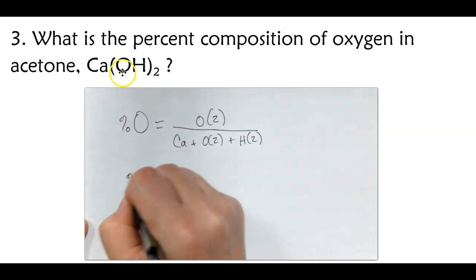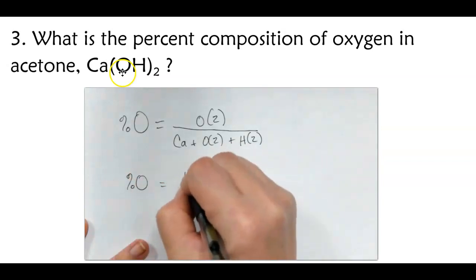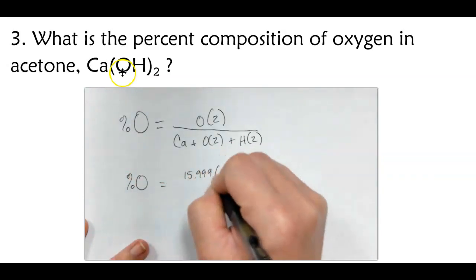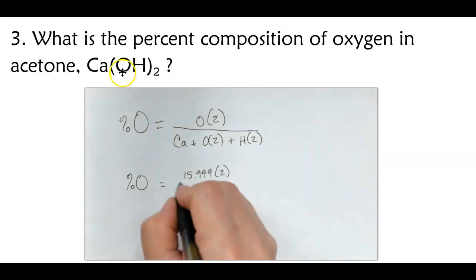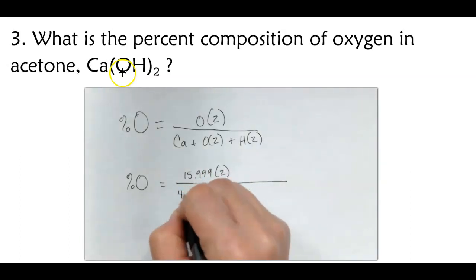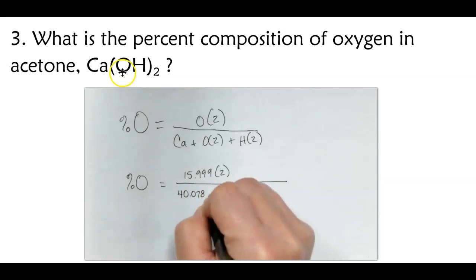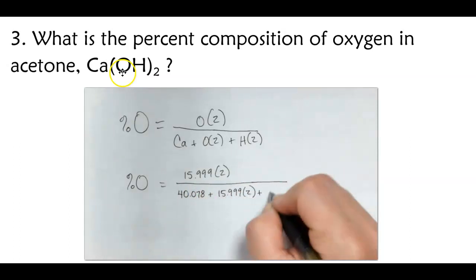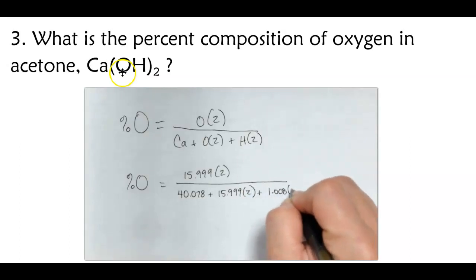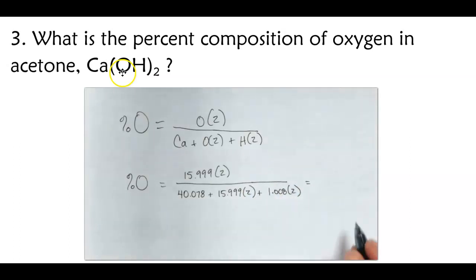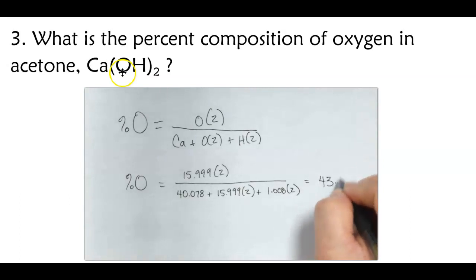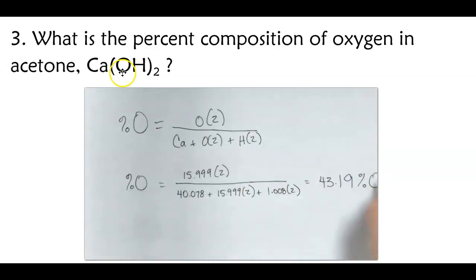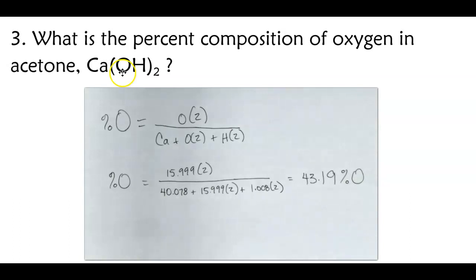So when we set this up with our numbers from the periodic table, we get 15.999 times 2, and then this is going to be divided by 40.078 plus 15.999 times 2 plus 1.008 times 2 equals, and we get 43.19% oxygen when we do our math in the calculator.